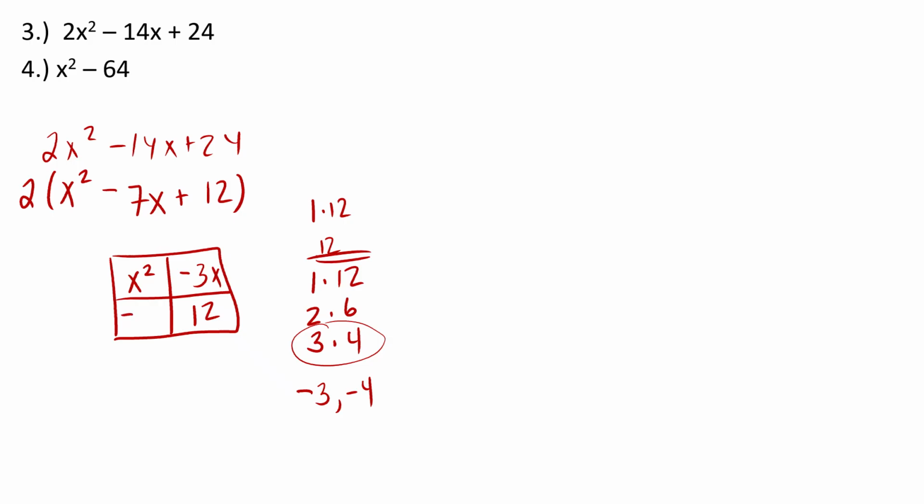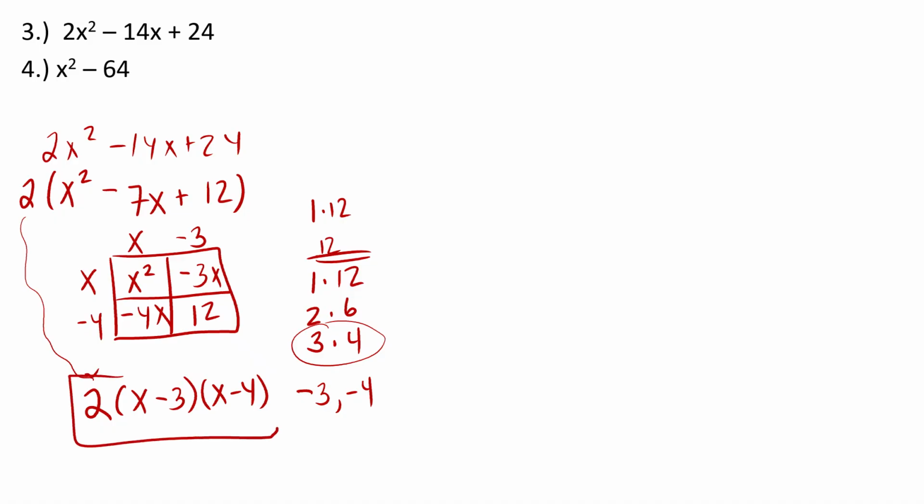And so that's how we break up our x's. Greatest common factor between x squared and negative 3x is x. X times x would give me x squared. X times negative 3 is the negative 3x. X times negative 4 is the negative 4x. And negative 4 times negative 3 would give me the positive 12. So we have the base times the height, x minus 3 times x minus 4, and don't forget the 2. The 2 was also a factor.